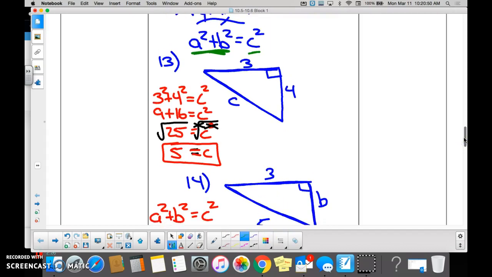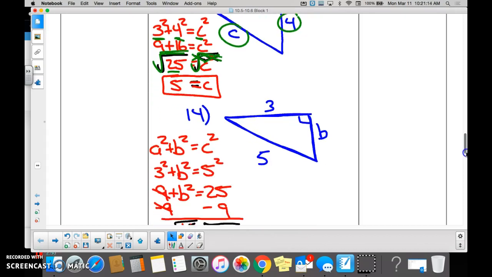Okay, so number 13, we solved one. We plugged in a 3 and a 4 for the a and the b, and we squared them. c squared, we don't know, because that's what we're trying to solve. We squared it, we got 25, and then we took the square root of both sides. The square root cancels out the square, so we got c equals 5.